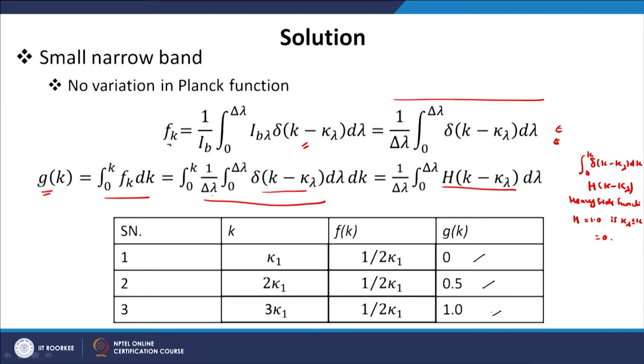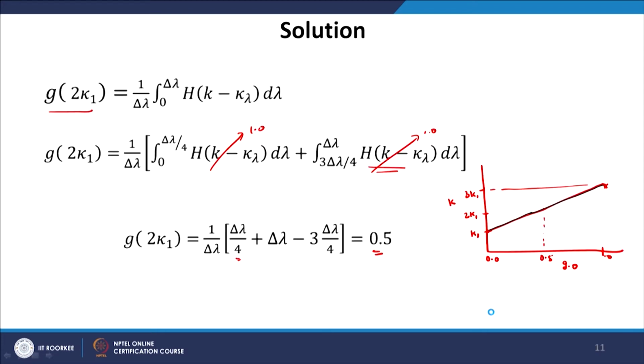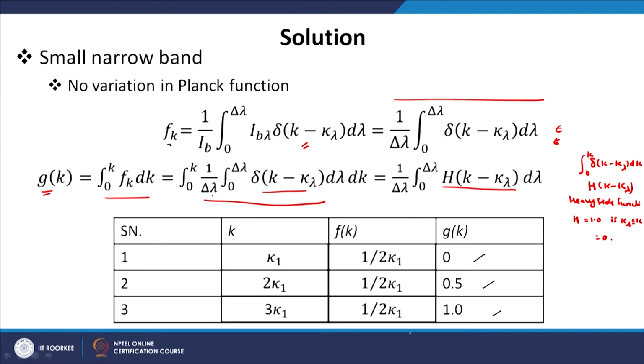Now, f is easy to evaluate. How do we evaluate it? We know dg by dk is equal to f of k. So, the f function is simply dg by dk, which is the slope of this line. The line slope is basically given by 1.0 upon 2 kappa 1. So, 1 upon 2 kappa 1 is the slope, and the f of k function is the same for all the points.